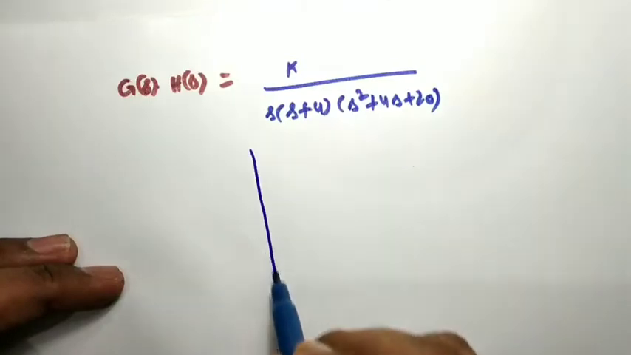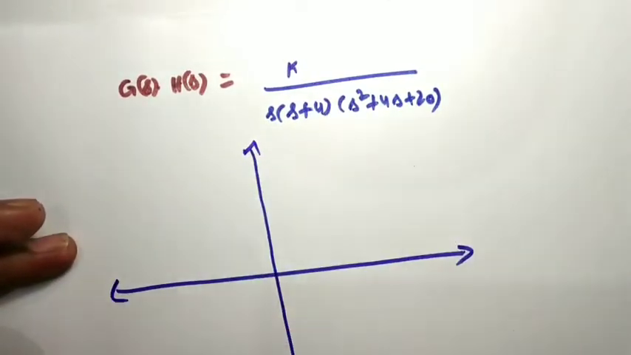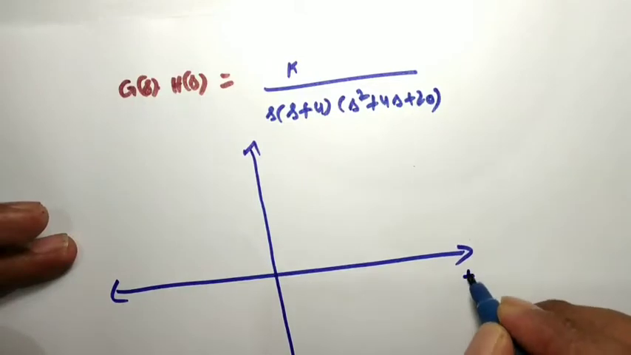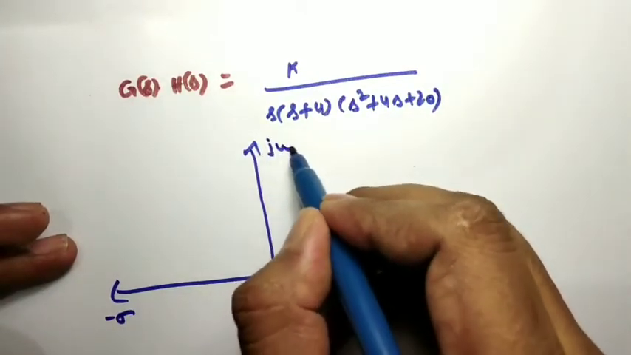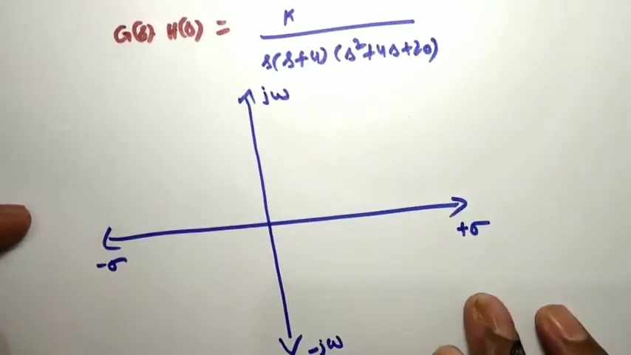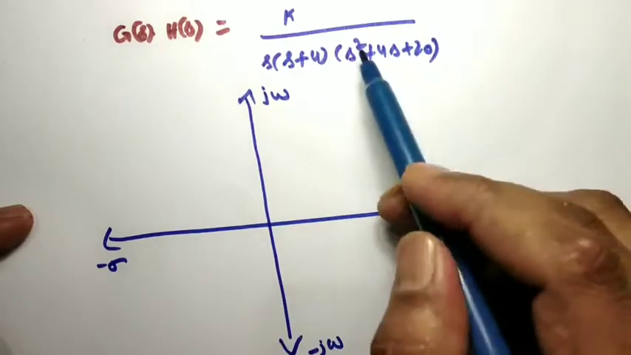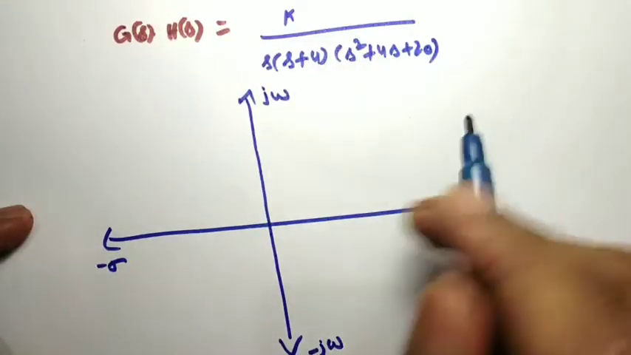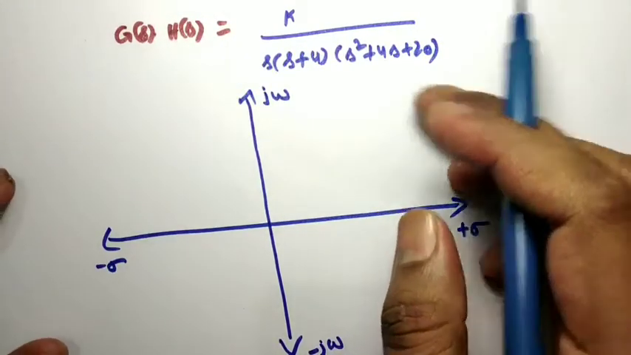You just see that here is plus sigma, minus sigma, plus j omega, minus j omega. Okay, so how many poles are there? How many zeros are there? How many poles are there?